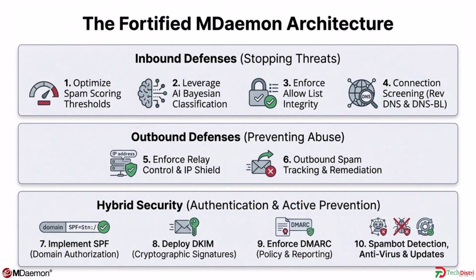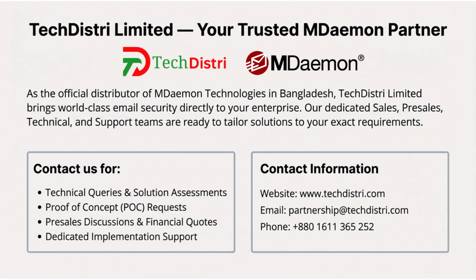When combined, these 10 strategies create a defense-in-depth security architecture for MDaemon. Inbound defenses stop spam before delivery through scoring optimization, Bayesian filtering, allow list controls, and connection screening. Outbound protections prevent server abuse using relay restrictions, IP shield, and spam tracking. Finally, authentication technologies, SPF, DKIM, and DMARC, ensure sender legitimacy and prevent domain spoofing. Together, these layers create a resilient and secure email infrastructure.